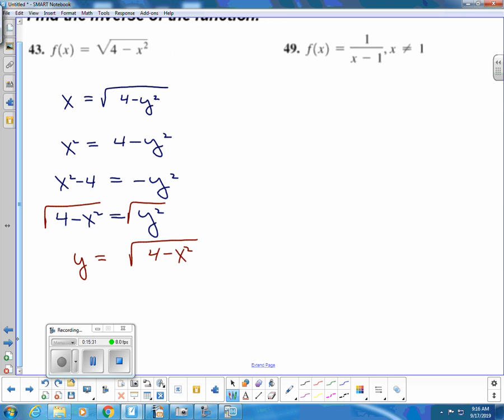Remember, we want it to be a function, so we're just going to take the square root. We're not going to do plus minus here. That's it, please. Do not write that as 2 minus x. That's not the square root of 4 minus x squared. You're just going to leave it like that.